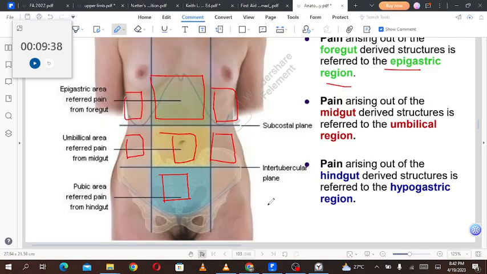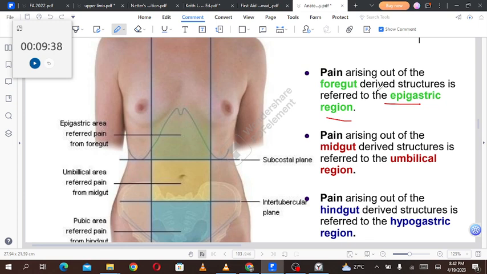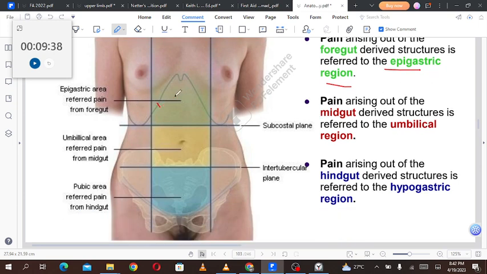Coming back to our PDF. So here we have epigastric, hypochondriac regions, umbilical, the flank or the lumbar regions, and the hypogastric and the inguinal regions. So here you can see that if there is pain arising from the foregut derived structures, it is referred to the epigastric region. What are the foregut derived structures? The foregut derived structures include the structures which are before the second part of the duodenum. Yes, the second part of the duodenum is a part of the foregut.